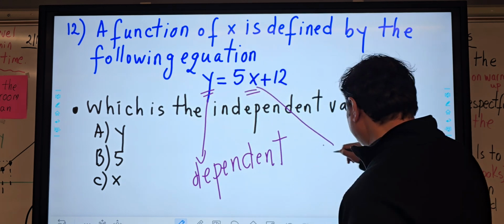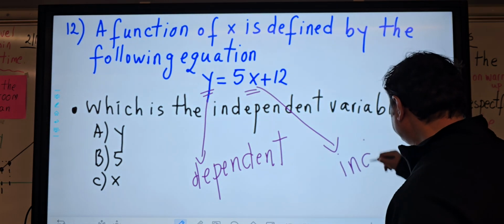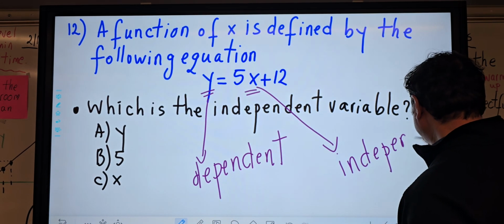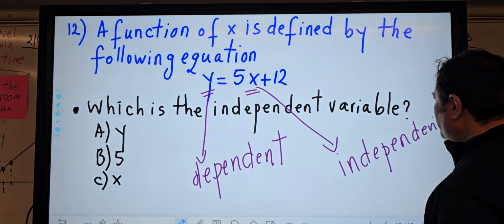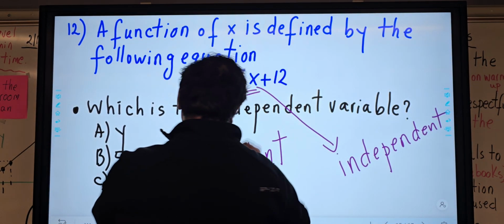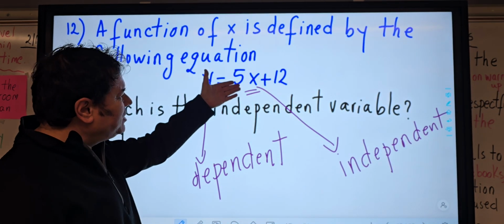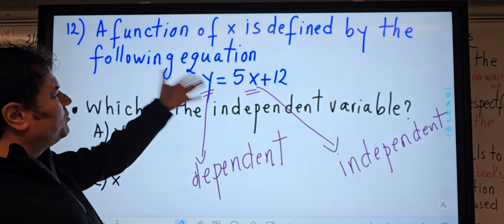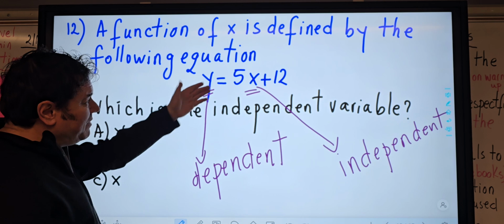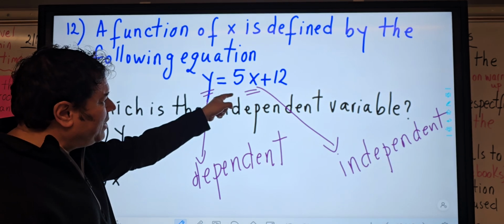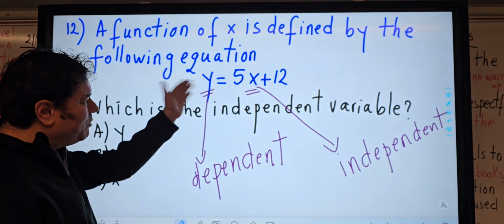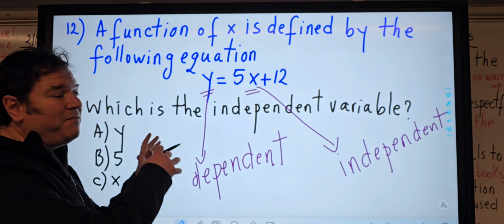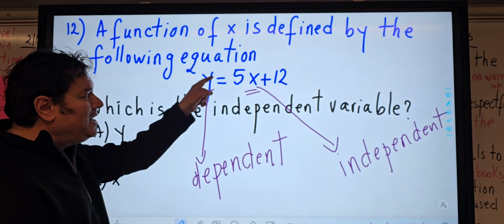Dependent, and x the independent. Remember, y depends on the x, because let's say if x is 2, 5 times 2 is 10, and 10 plus 12 is 22. Y will be 22. But if x is 1, 5 times 1 is 5, 12 plus 5 is 17, y is 17, right? So y gets different values according to the independent.